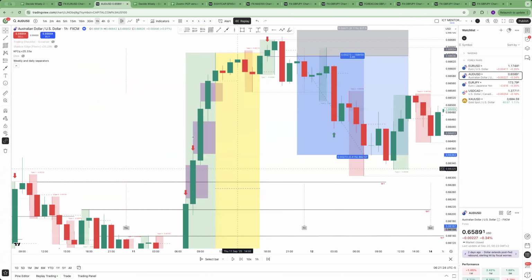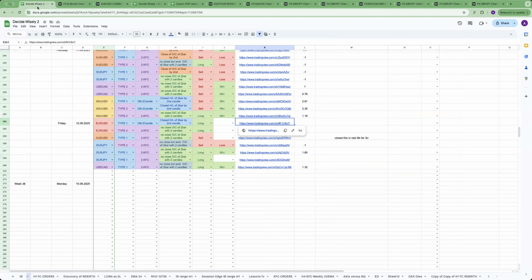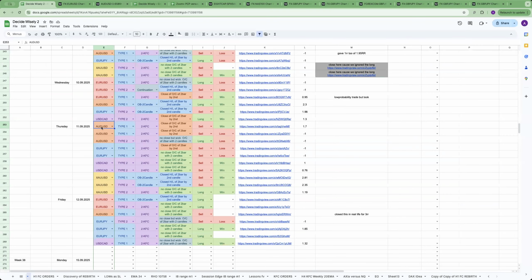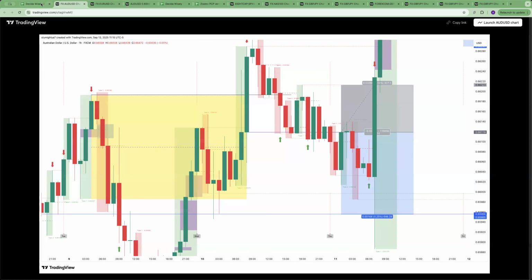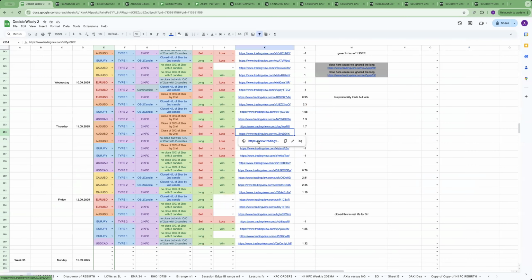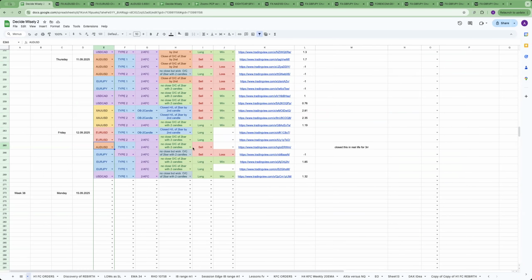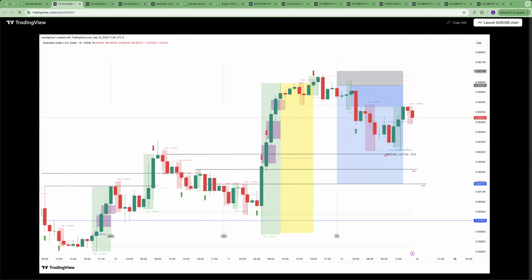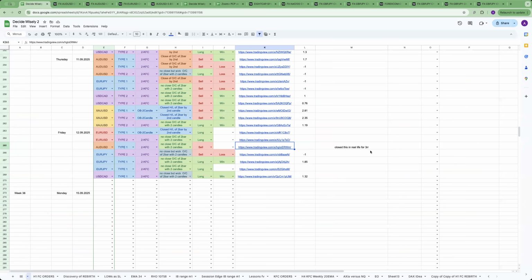All right, type 1. So this is Thursday, AUD. Thursday, AUD, type 1. Doesn't make sense as a loss. No, it's Thursday, but it's a Friday. Friday, AUD. This is a trade. Yeah, I didn't record it because I've closed it, but I want to see actually, you see, closed it in real life for 3 hours, but I want to see where it got to.